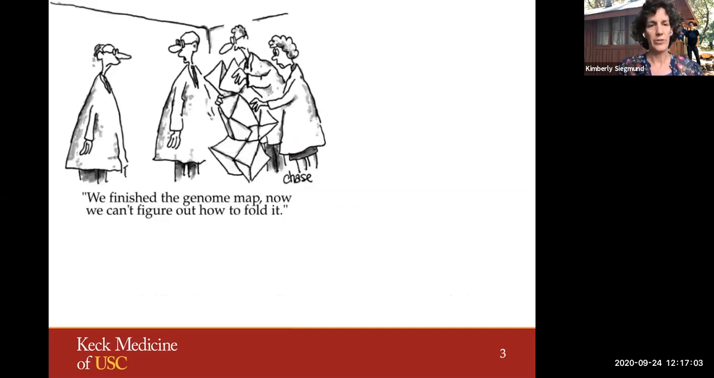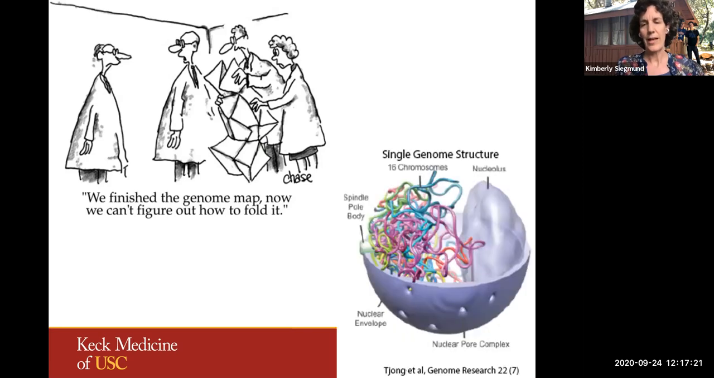Here's a picture I love. It says, we finished the genome map, now we can't figure out how to fold it. When we've finished sequencing the DNA and we know what it looks like, everyone draws it out as this long strand. But how does our DNA really fit in our cells? It actually looks a lot more like a bowl of spaghetti. The chromosomes are all scrunched in there and it's tight. And so the question I had, this was the poll I wanted to set up.